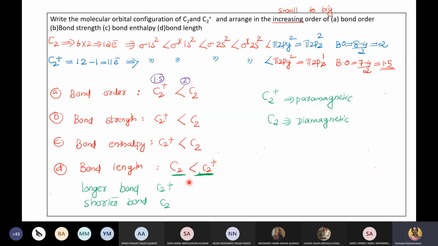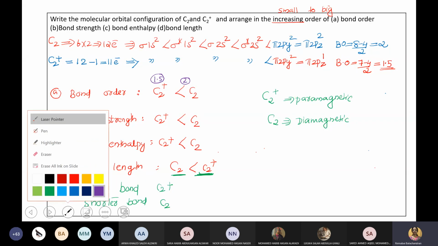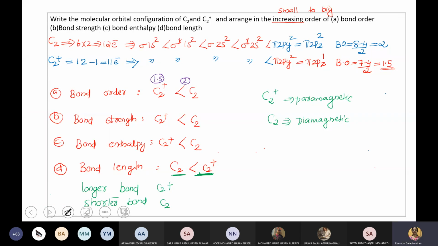Okay, so this bond length is high. Bond length high means long bond. You understand the meaning of bond, right? See, longer bond means it's like this long. Shorter bond means short. Now understand long and short.